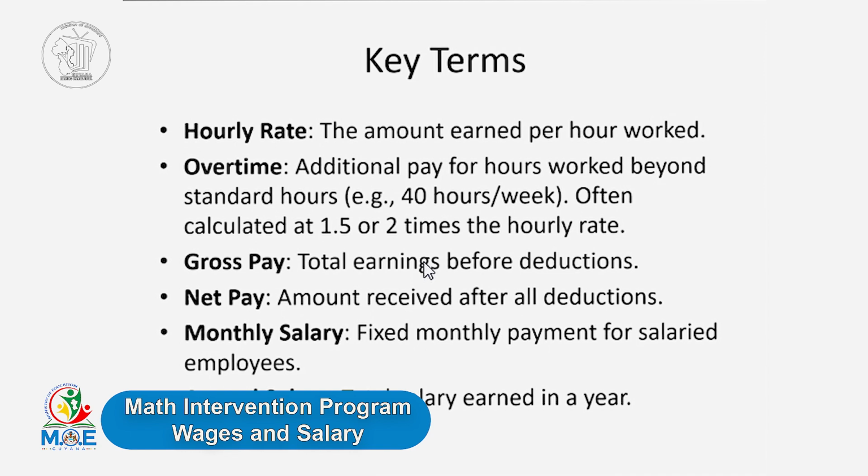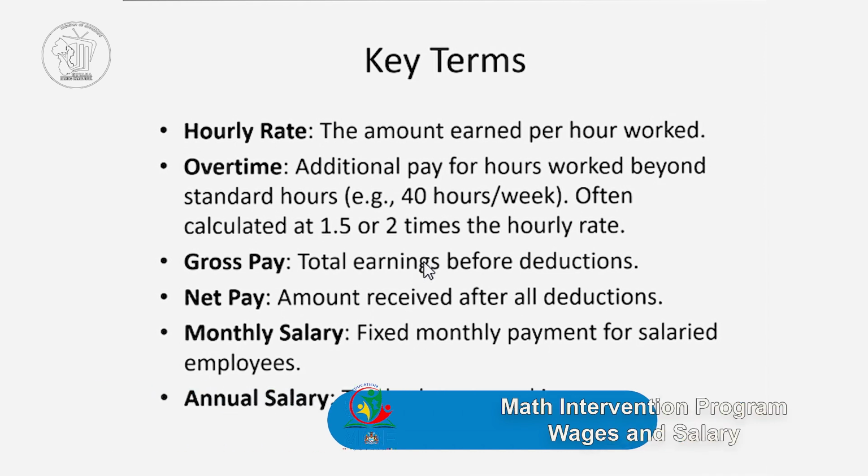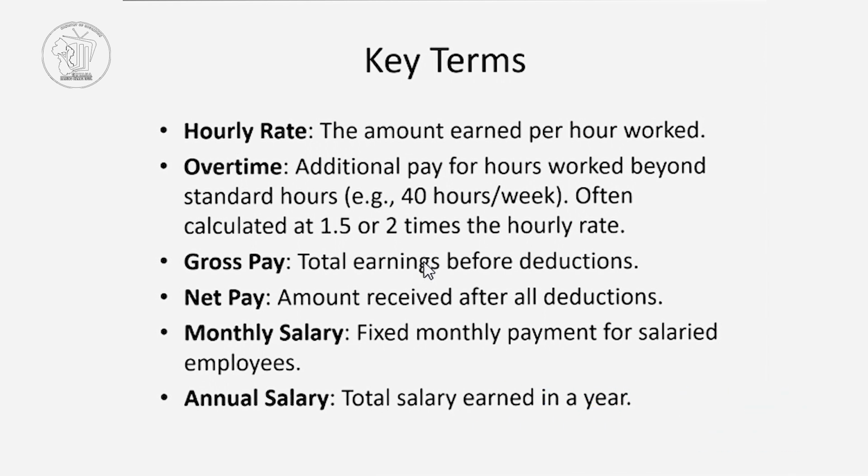So let's say these are some key terms under these two topics. The first one would be hourly rate. Now, hourly rate would be the amount that you earn per hour that you work. So every hour, you earn a certain amount of money. So if you're working at a business and the business pays you $500 per hour, then that $500 is known as the hourly rate.